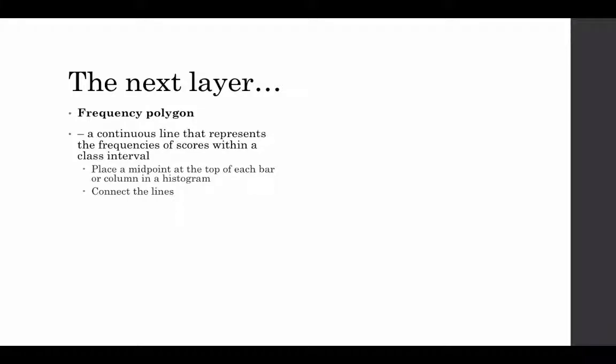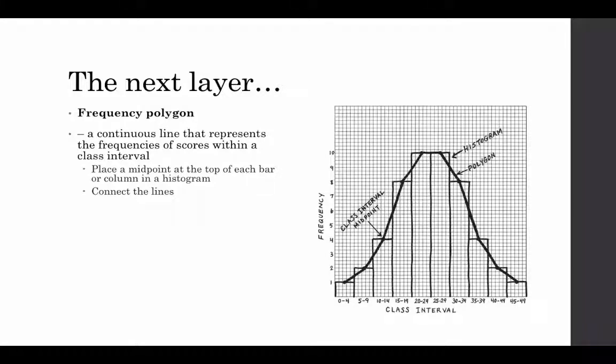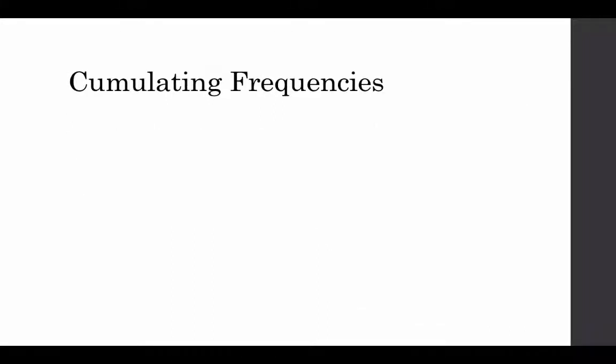If we take it to the next layer, we have the frequency polygon. This is a continuous line that represents the frequencies of scores in the class interval. Basically, we take our bar chart, our frequency histogram, and then we connect the dots where that midpoint was. And so now we have a nice, almost bell-shaped curve that we've talked about. You guys know this, you've seen it, but this is how you make it. Now, we can accumulate our frequencies. When we do that, we basically add the frequency in a class interval to all the frequencies below that interval.